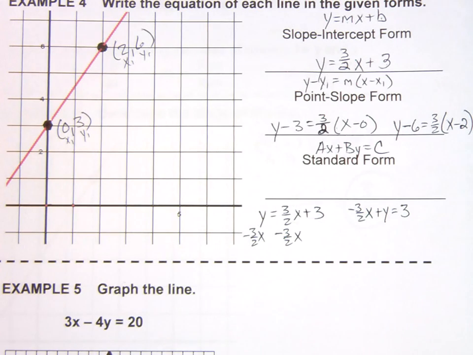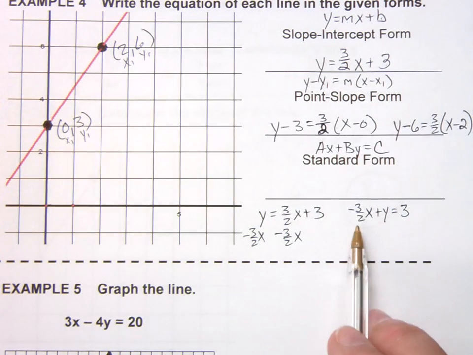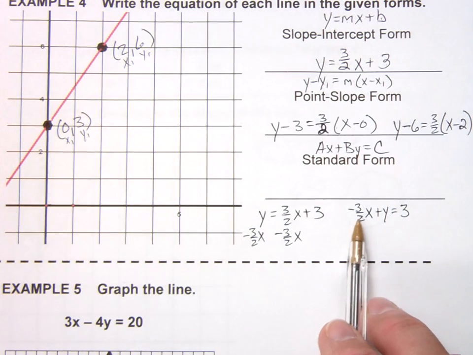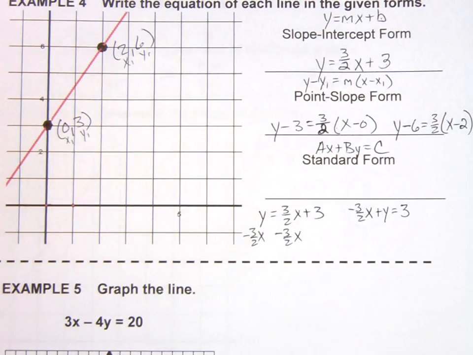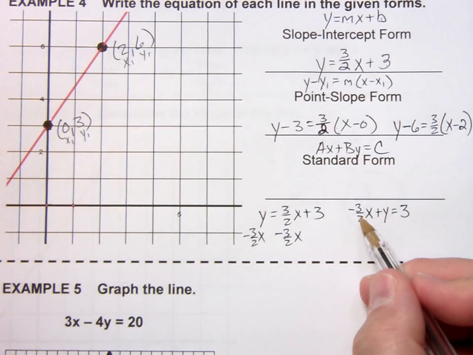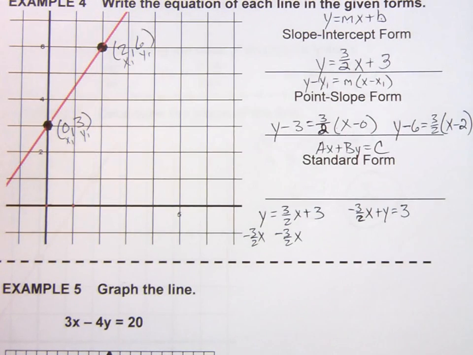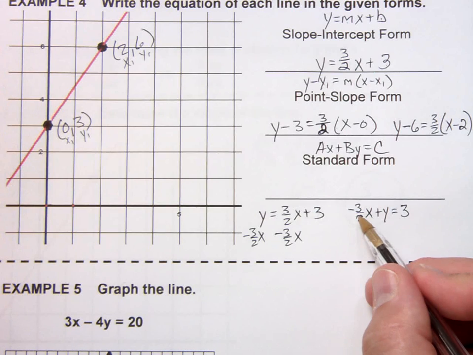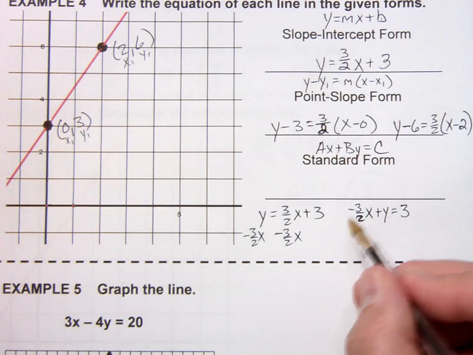But remember, once we get in that order, we need to make sure we have all whole numbers. And this time we do not. If you do not have whole numbers, if you got fractions, then what we need to do is multiply by the least common denominator. In this case, since there's only one fraction, I can just multiply by the denominator of this fraction. So if I multiply everything by 2, that will make sure I have whole numbers.